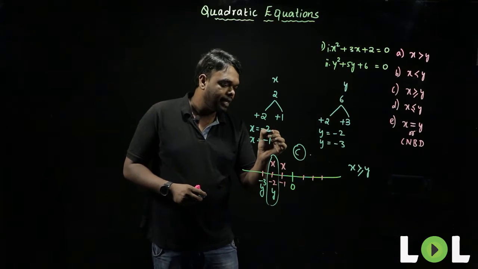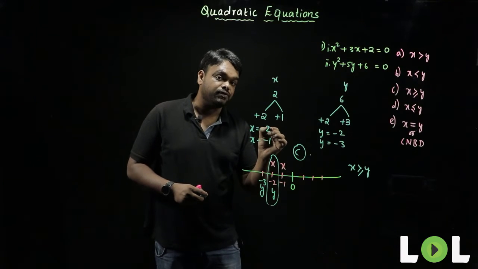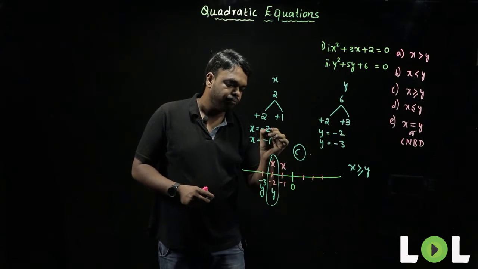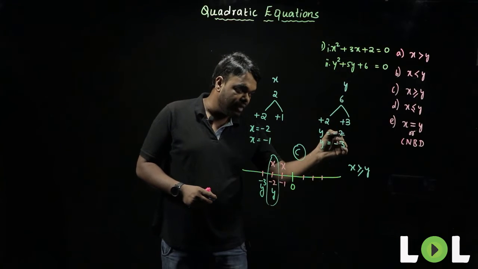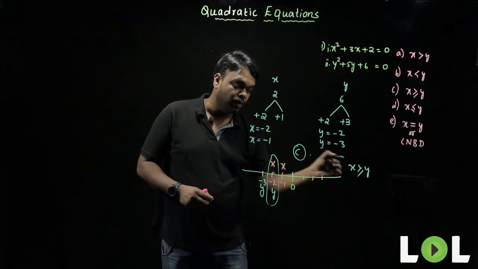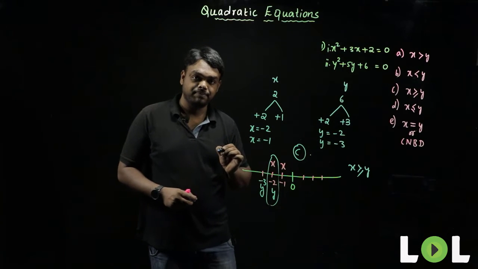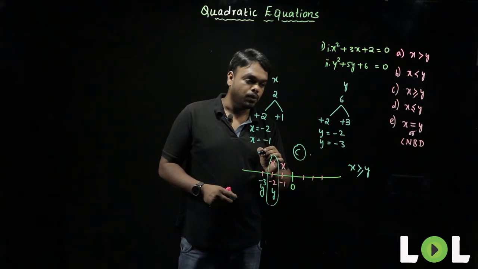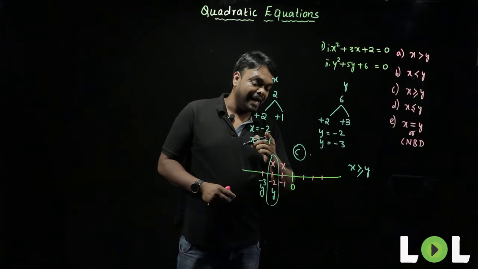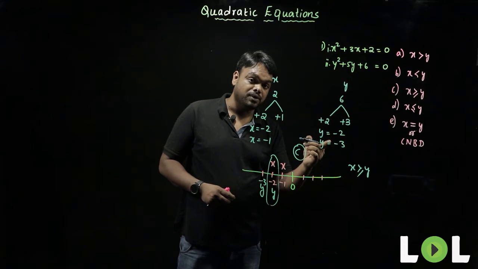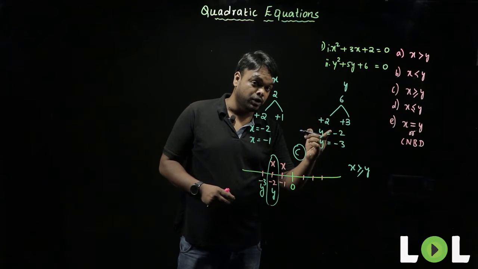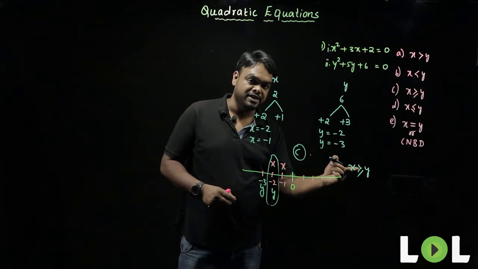If you see, let us compare the first value of x with the values of y. Minus 2 is there. Minus 2 is equal to minus 2. Equal. Minus 2 is greater than minus 3. Agree? So, what is happening? x is greater than y. x is equal to y. Here itself we got x is greater than or equal to y.